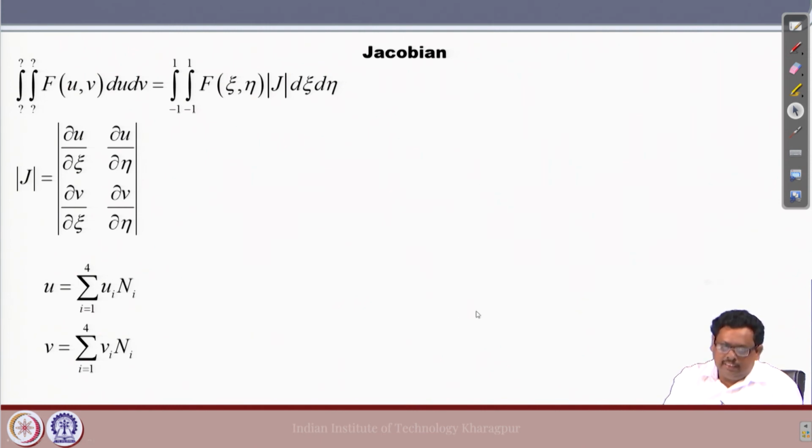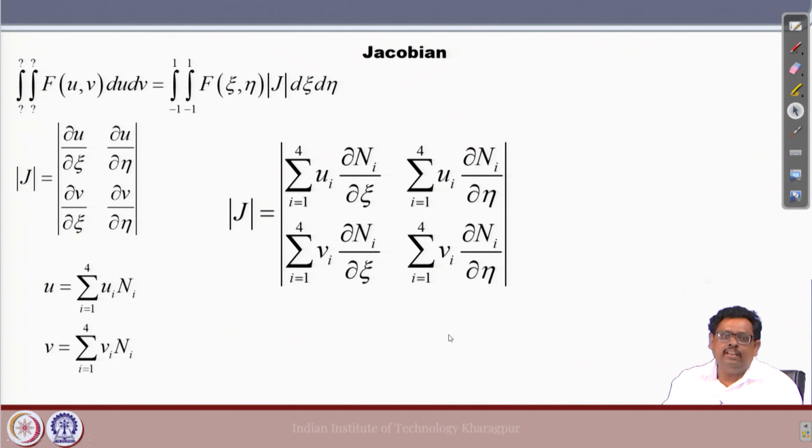Then the Jacobian is nothing but you just replace u over there. So, it turns out to be u I into summation I equal to 1 to 4 del N I by del xi, and similarly the other terms, right. This is how I can find out my Jacobian. Now, the mod of Jacobian is a determinant.